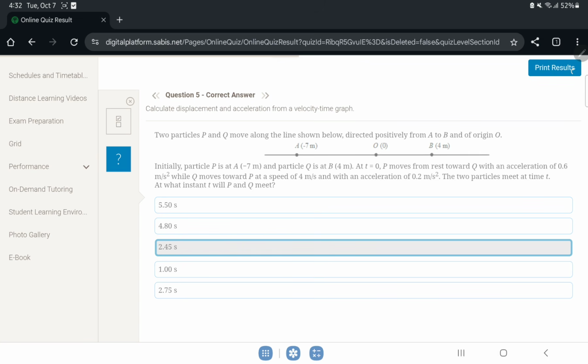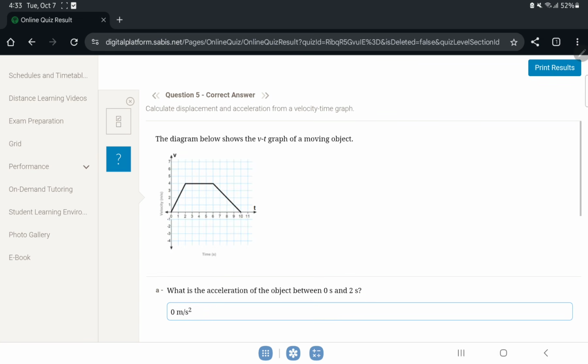For this question, let's see, it's loading. Okay, they want the acceleration between 0 and 2. This is 2 seconds here, right here, like this, 2 seconds. And the coordinate here is 2, 4. And we have 0, 0.